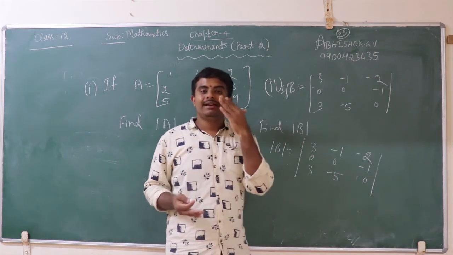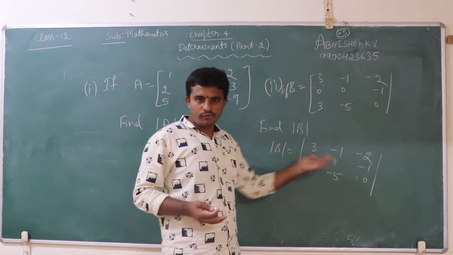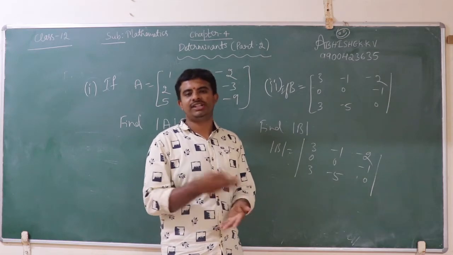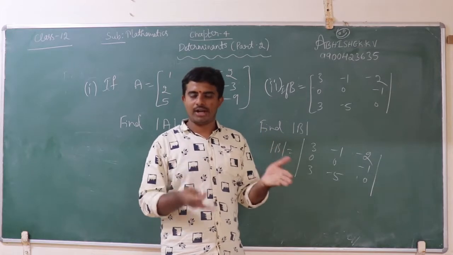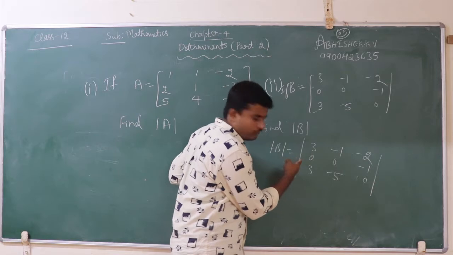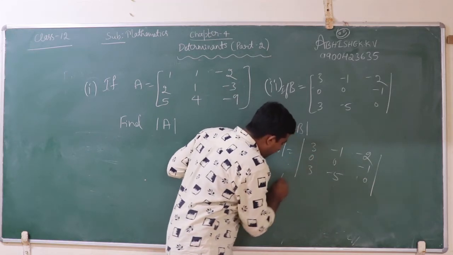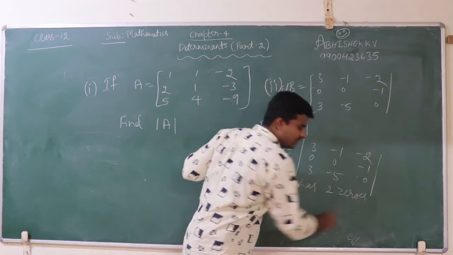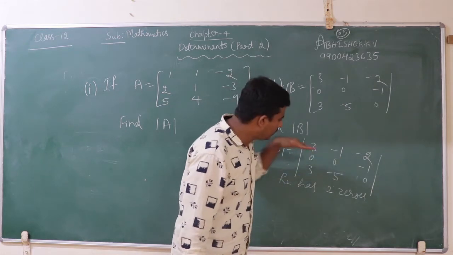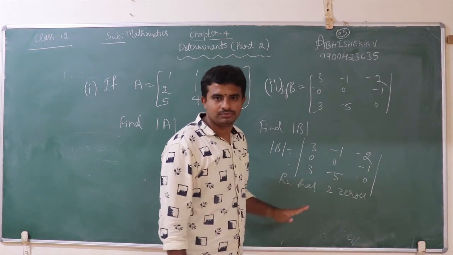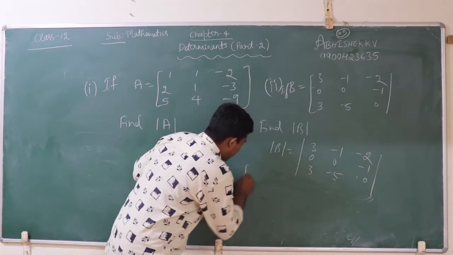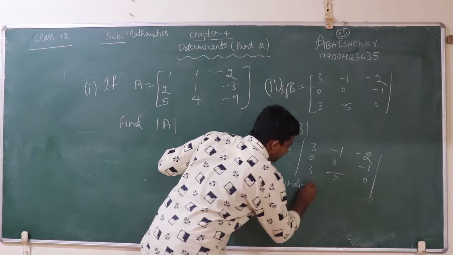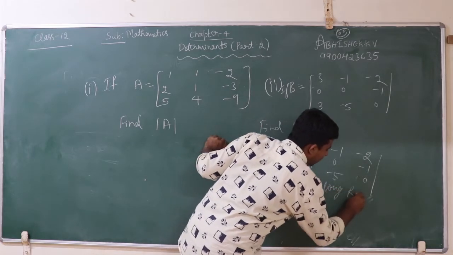We have six ways in total to find the determinant: either expanding along R1, R2 or R3, or along C1, C2 or C3. That is row 1, row 2, row 3, column 1, column 2, column 3. Here we should observe that row 2 has 2 zeros. So we should go through the expansion along R2. Is it clear? So, expanding along R2.